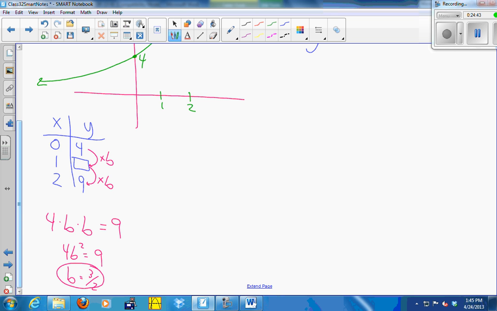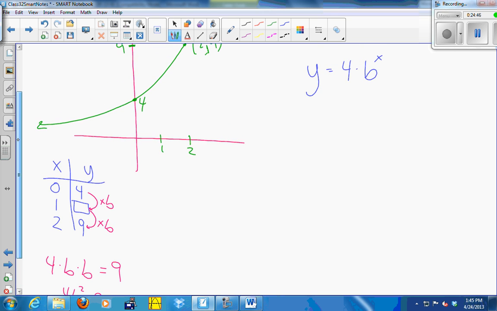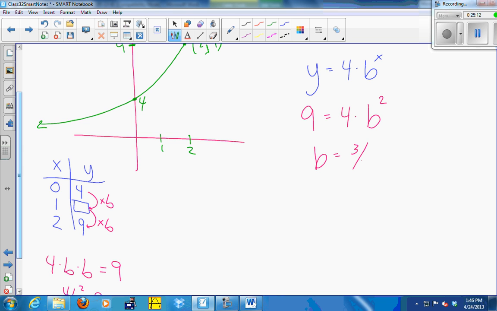Another way to think about it is like with function notation. So if you go back over here, y equals 4 times b to the x. Well, I know the point 2, 9 has to make this equation true. So if I plug in 9 for y and 2 for x, because the point 2 comma 9 is on the graph, I end up with the exact same equation as I did when I did my little table thing. So you have 9 equals 4b squared, and you get b has to be 3/2. So my equation is going to be y equals 4 times 3/2 to the x.